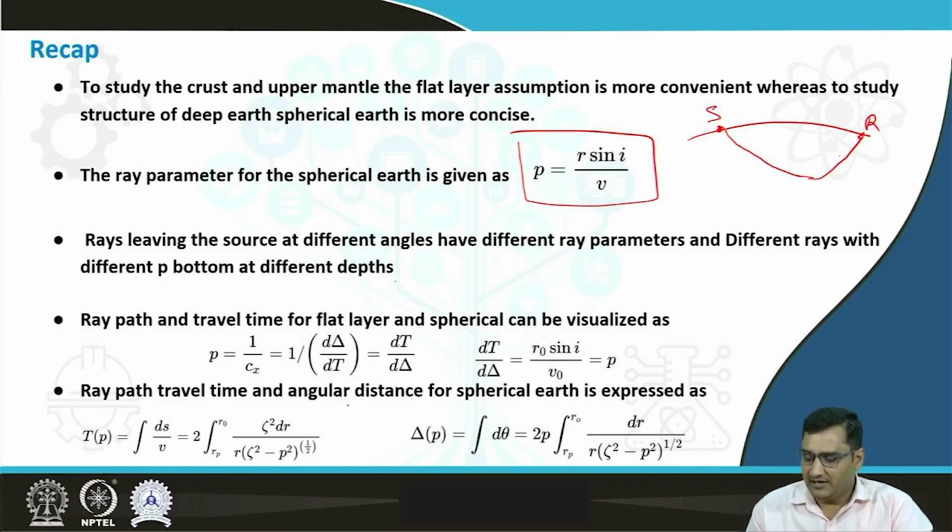Ray path, travel time and angular distance for the spherical earth can be expressed as T(p) = integral of ds/v, which is equal to the integral from the lowest point of the ray, that is the bottoming depth Rp, to the epicentral depth R0, of zeta squared dr divided by r (zeta squared minus p squared) to the power 1/2. Similarly, the angular distance as a function of ray parameter is the integral over the infinitesimal d theta, which is equal to 2p times the integral from the bottoming depth to the epicentral depth of dr by r (zeta squared minus p squared) to the power 1/2.